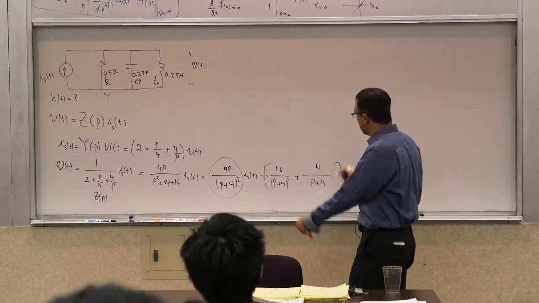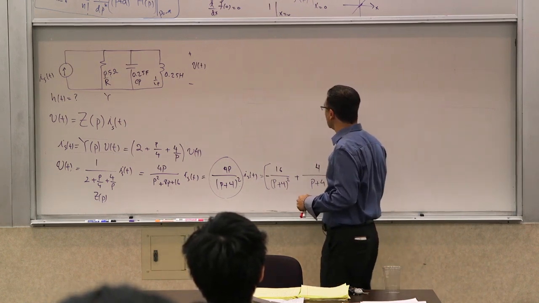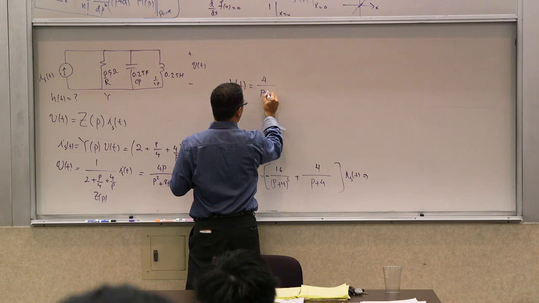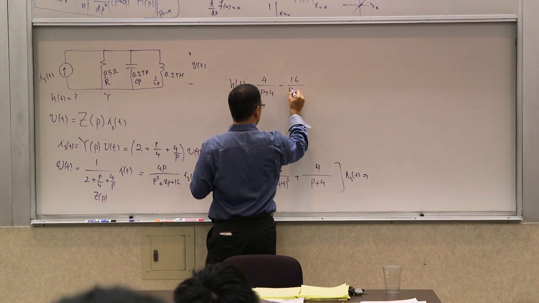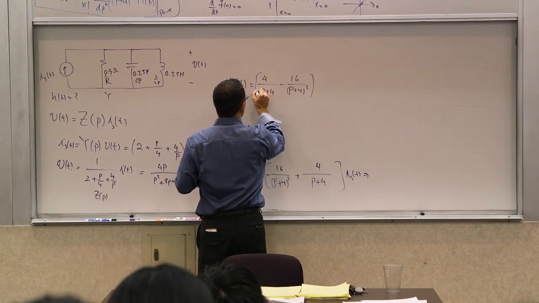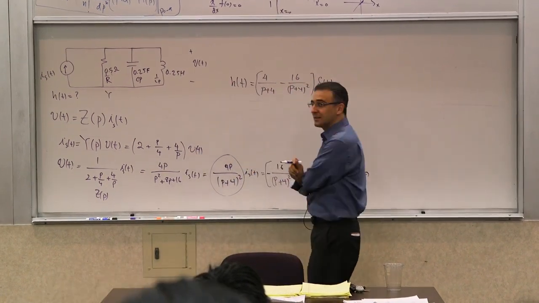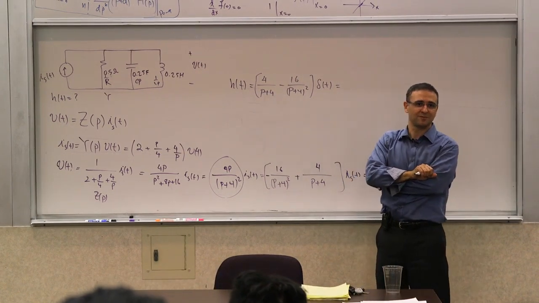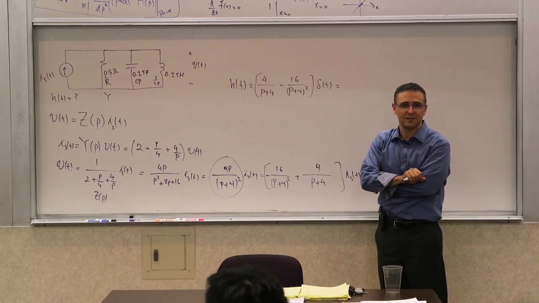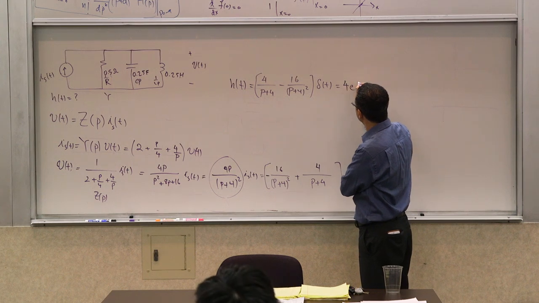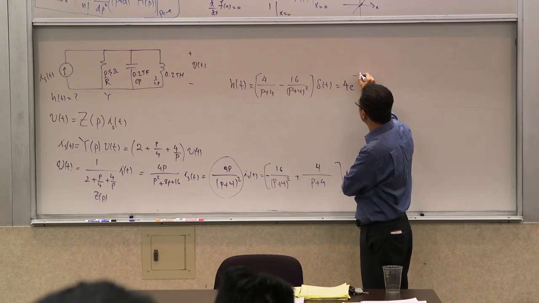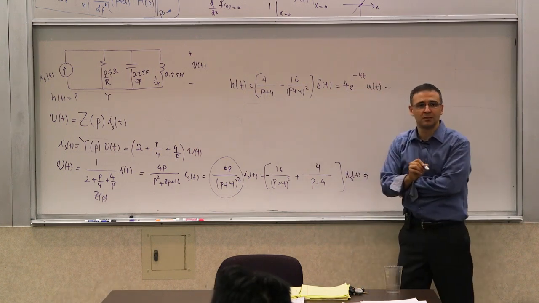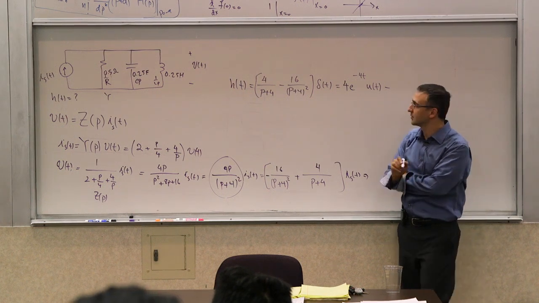So now if I ask you what is the impulse response of this thing, well, h of t is going to be 4 over (p plus 4) minus 16 over (p plus 4) squared, operating on delta of t. Now, since you've been working on that, tell us what this impulse response is. What's the first part? e to the negative 4t. Right. So what's the second one? We did these. Okay, 16, yes.